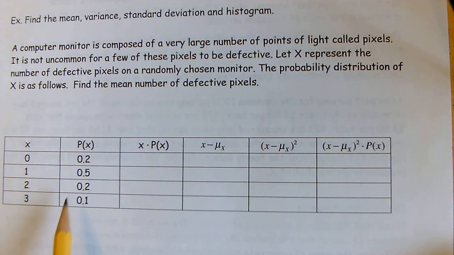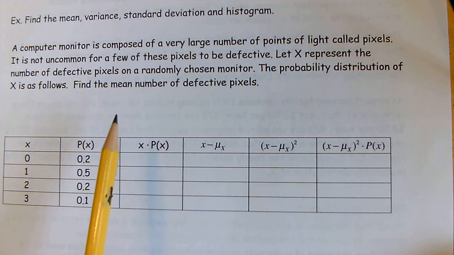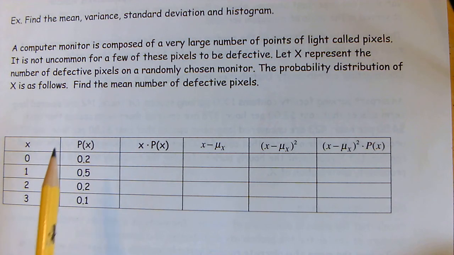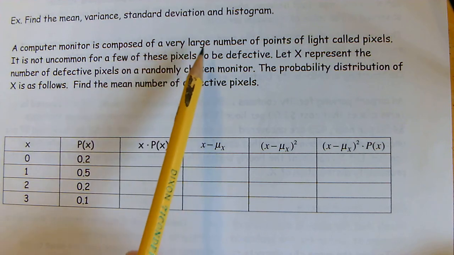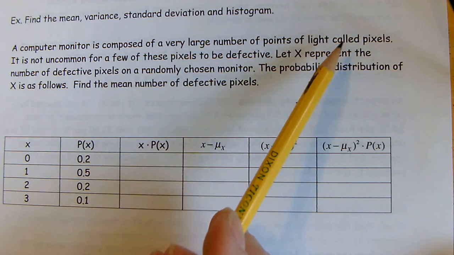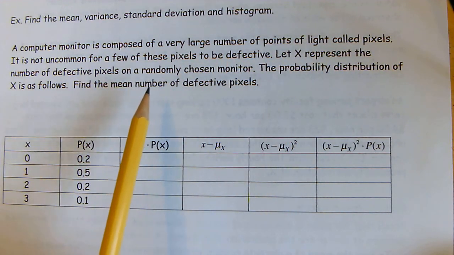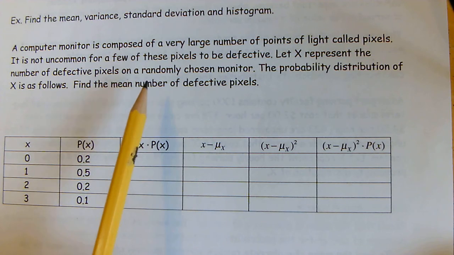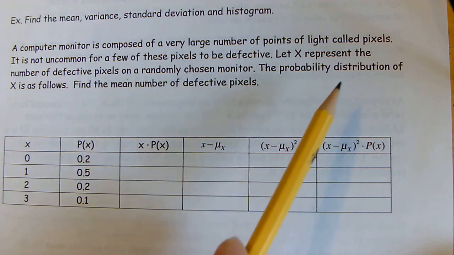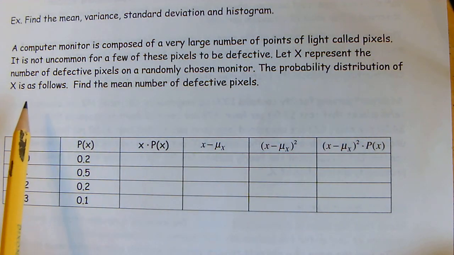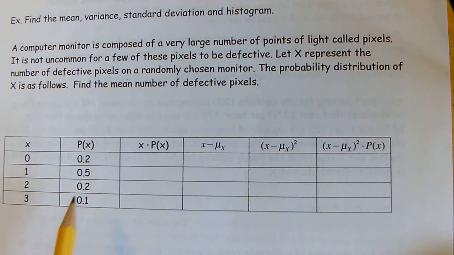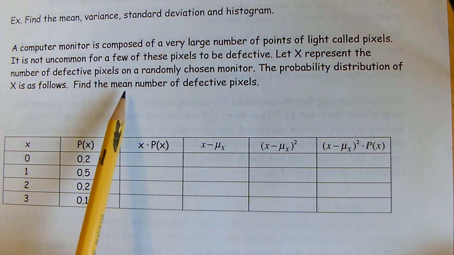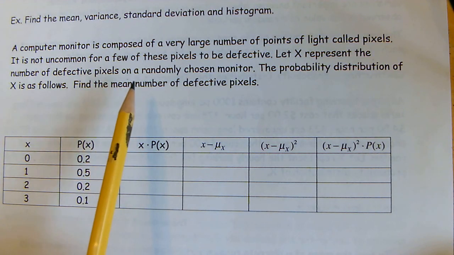So here we have a probability distribution. First we're going to calculate the mean, the variance, then the standard deviation. A computer monitor is composed of a very large number of points of light called pixels. It's not uncommon for a few of these pixels to be defective. So our random variable x is going to represent the number of defective pixels on a randomly chosen monitor. The probability distribution of the defective pixels is as follows. First, we're going to find the mean, then the standard deviation.